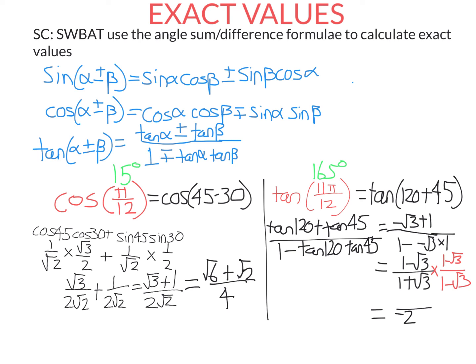Now to multiply the tops, we need to use FOIL, and we should get 4 minus 2 root 3. And we can divide everything by -2 there. We're just left with root 3 minus 2, which is a negative number like we predicted.